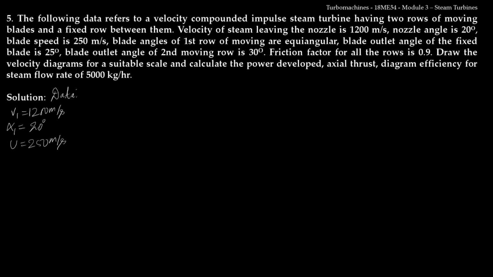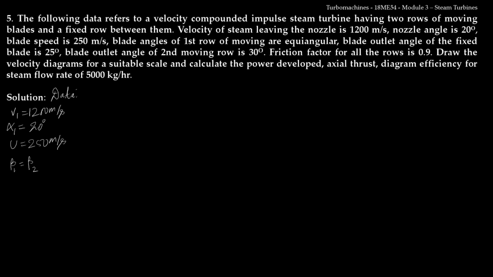The blade angles of the first row of moving blades are equiangular. So, for the first row of moving blade, the blade angles are beta 1 and beta 2, and he says that those two are equiangular. So, they will be equal.